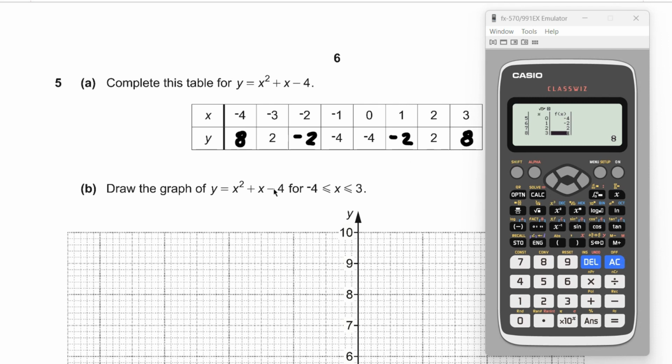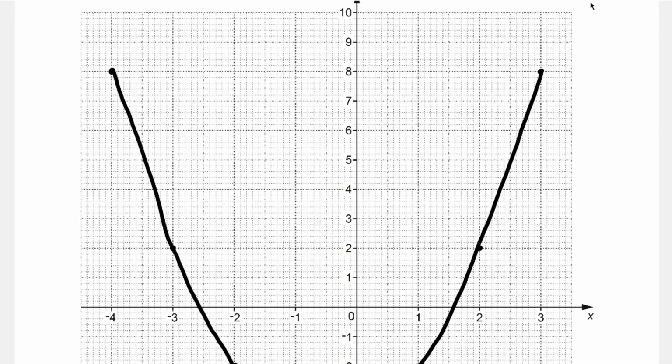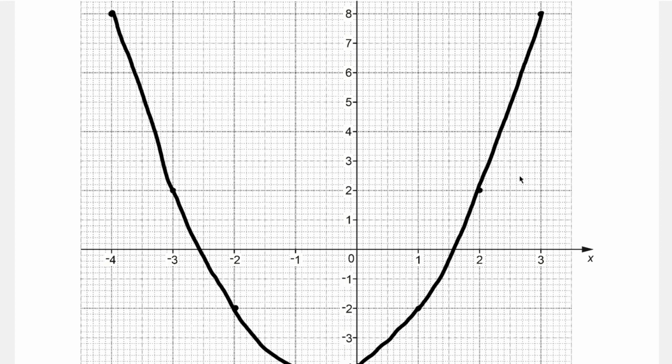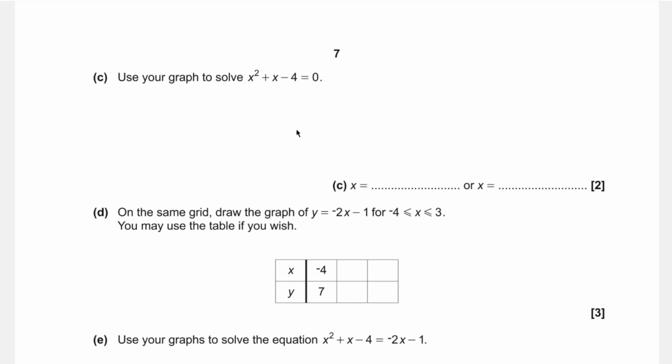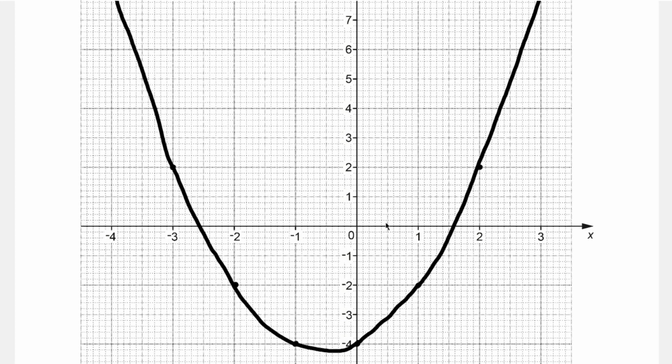We now have to plot these points on this grid below to draw the graph of y equals x squared plus x subtract 4 between -4 and 3. So here is that graph. Now for part C we have to solve the equation x squared plus x subtract 4 equals 0. So if we take a look at our graph, we need to find out where x squared plus x subtract 4 equals 0. And it equals 0 here and here.